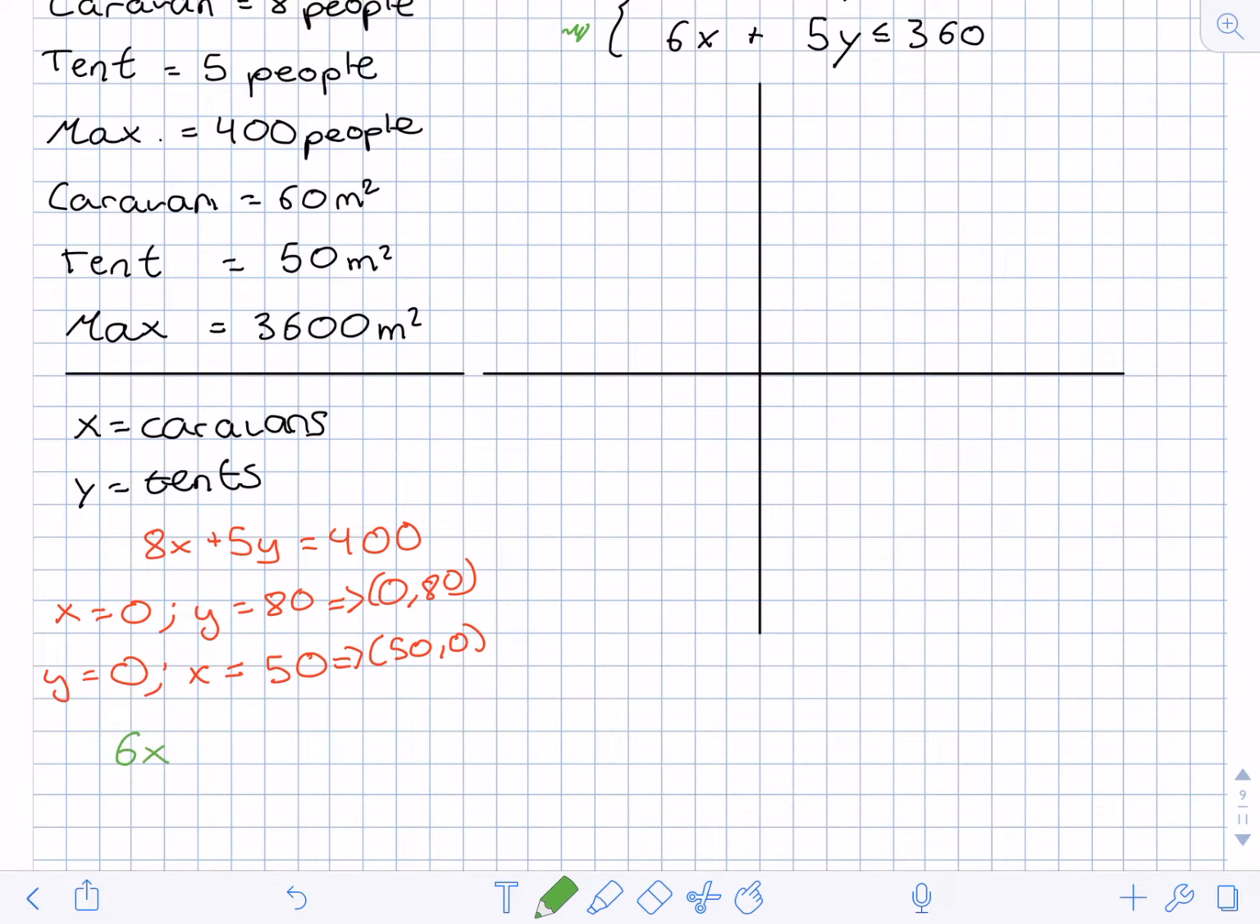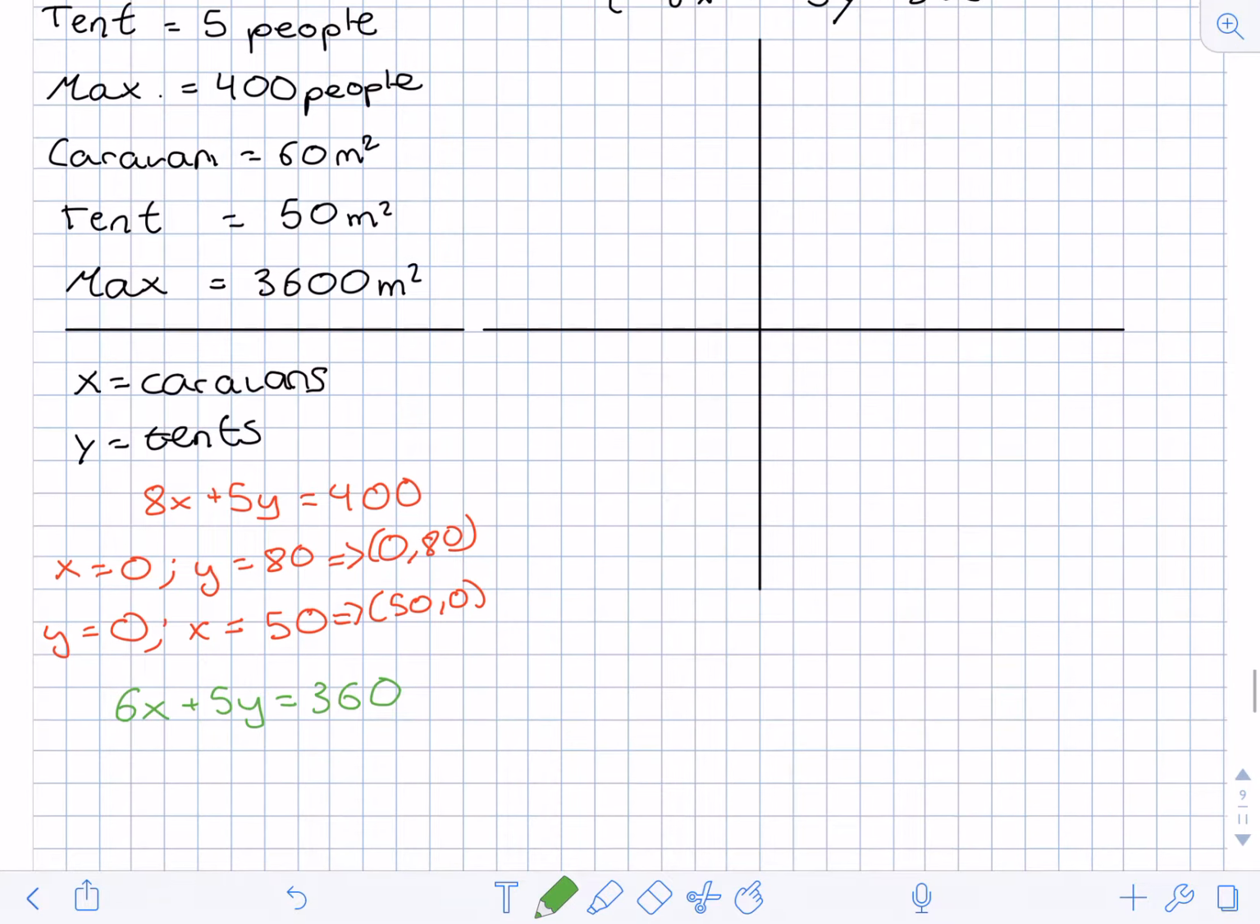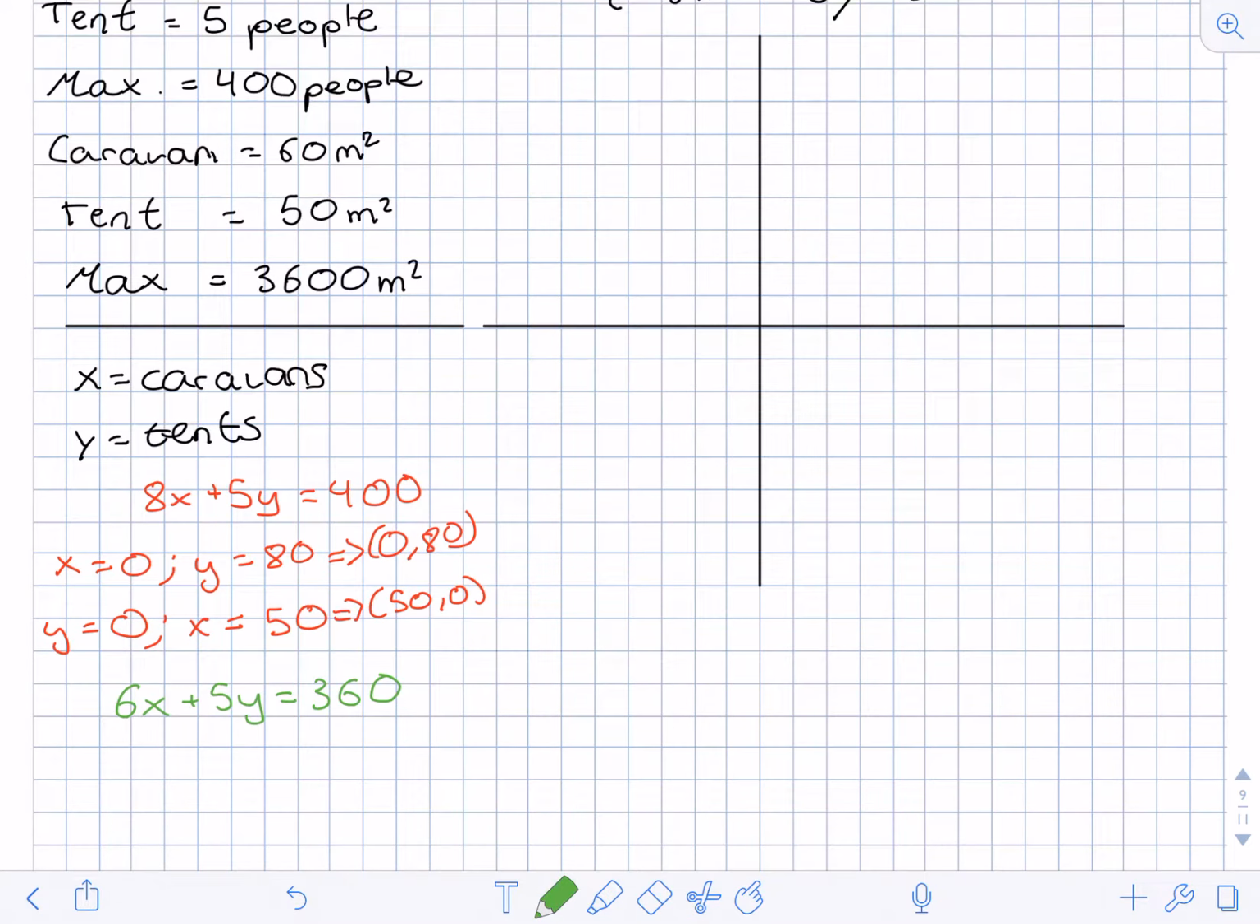Is 6x plus 5y is less or equal than 360. And as always, we're gonna change the sign here into an equal to make our lives a lot easier because it doesn't really matter. So when x is equal to 0, I'm gonna do this quicker. y is equal to 72. You can do the exact same steps, okay?